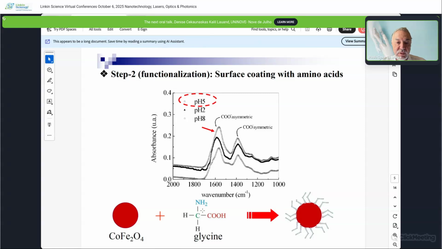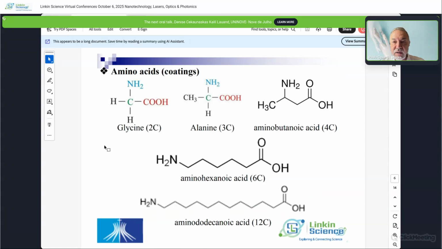And actually we performed this using 5 different amino acids. So the surface coating was performed with glycine with 2 carbons, alanine 3 carbons, aminobutanoic acid with 4 carbons, aminohexanoic acid with 6 carbons, and finally aminododecanoic acid with 12 carbons in the chain. So the surface coating of cobalt ferrite nanoparticles was performed using these 5 different amino acids.